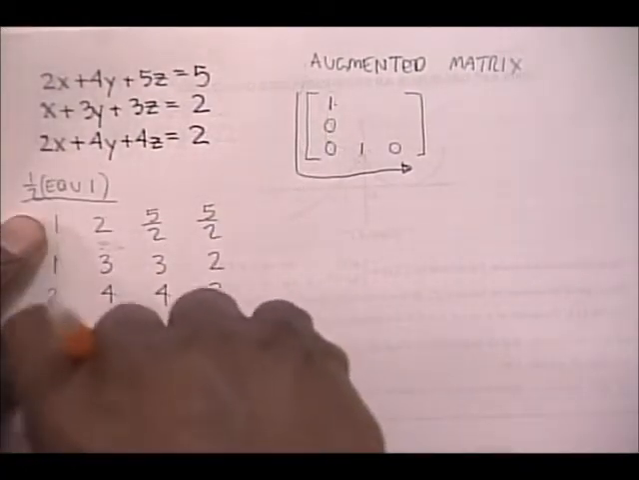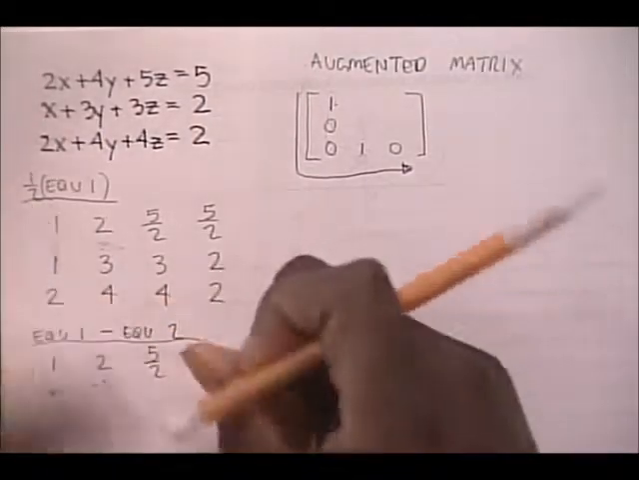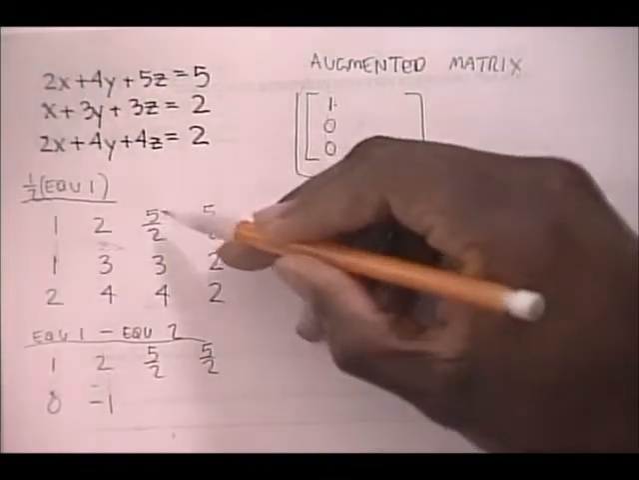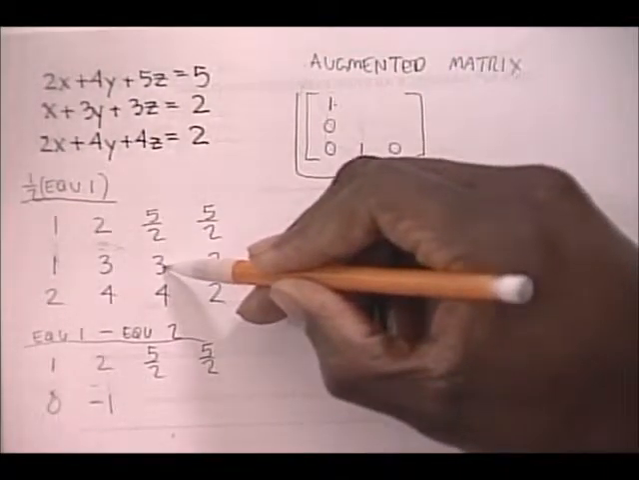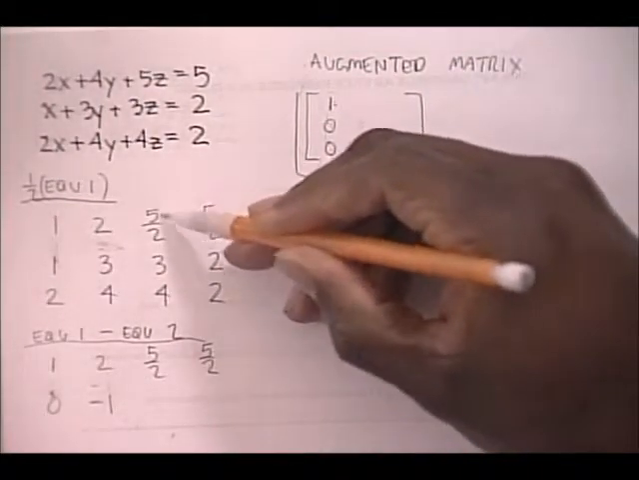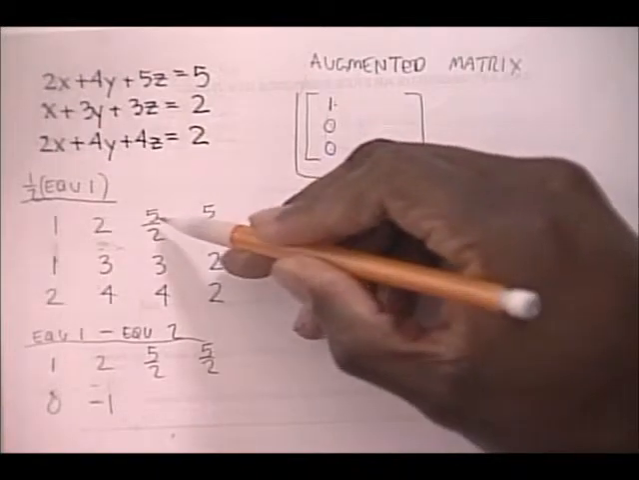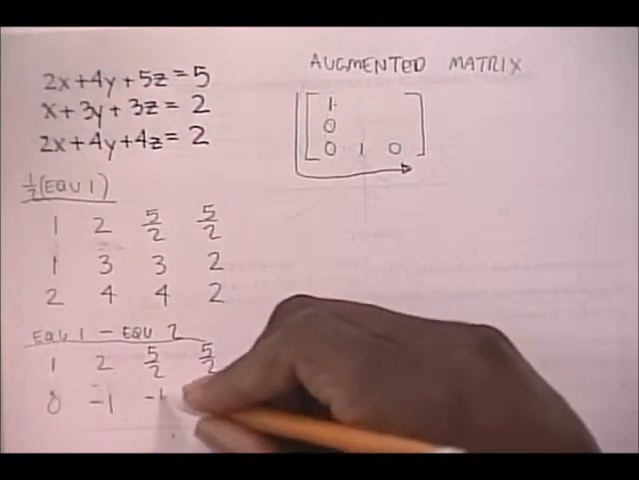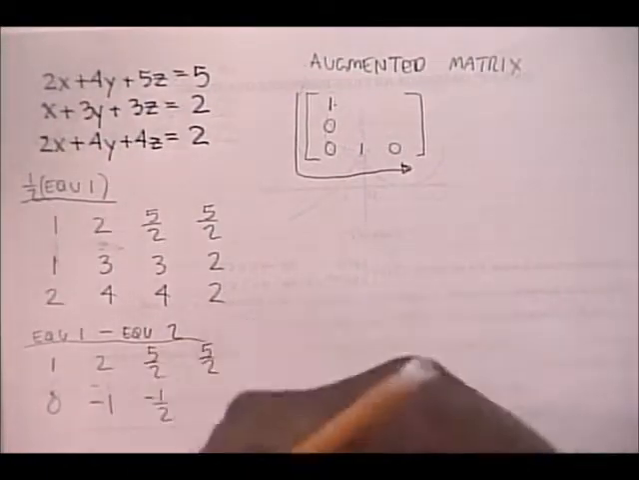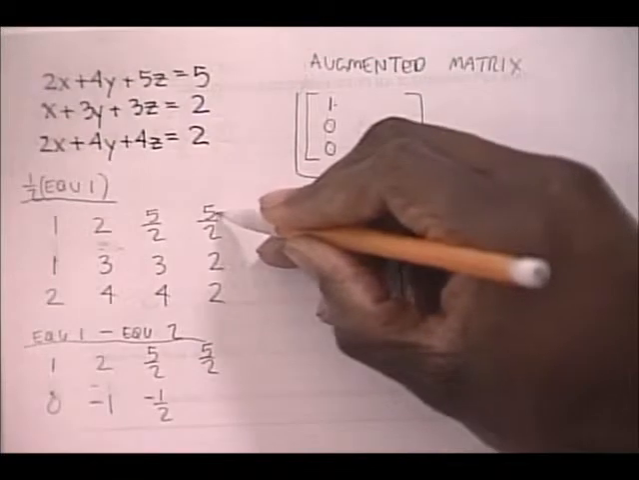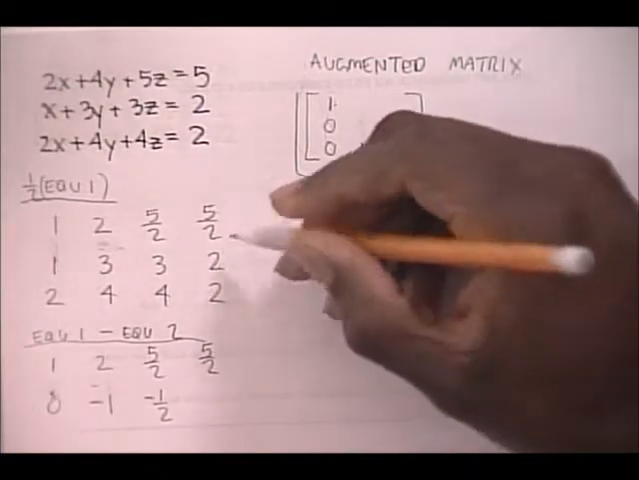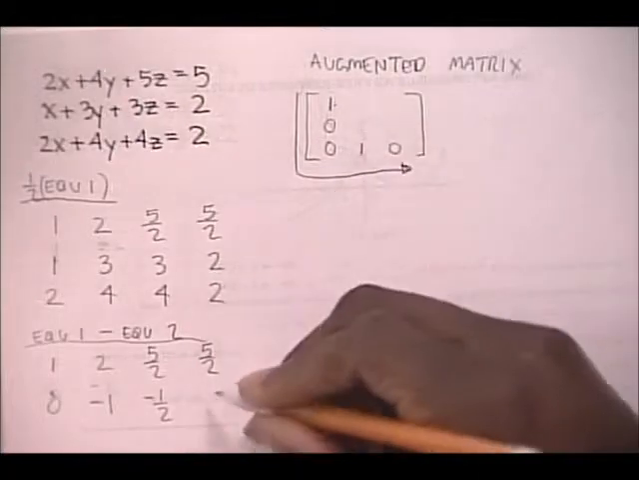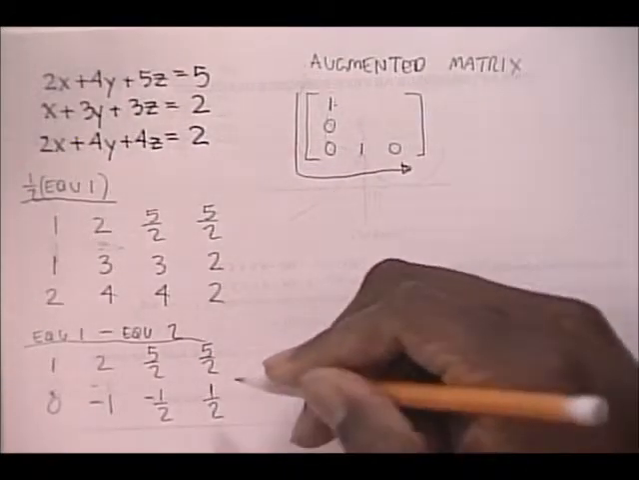Let's give ourselves a little bit more space. All right, so we get 0, negative 1, and now we get 5 halves minus 3, or another way to say 3 is 6 halves. 5 halves minus 6 halves, which is a negative 1 half. And here we have 5 halves minus 2. Another way to say 2 is 4 halves. 5 halves minus 4 halves is 1 half. So we just subtract it.